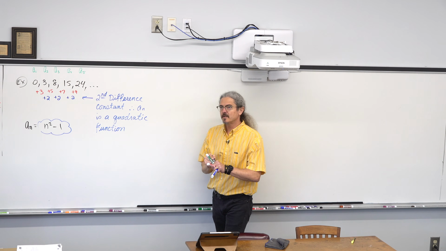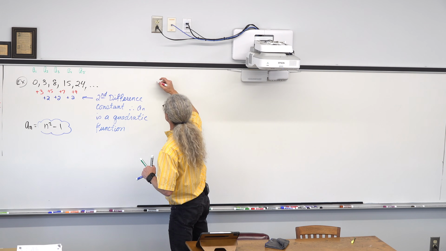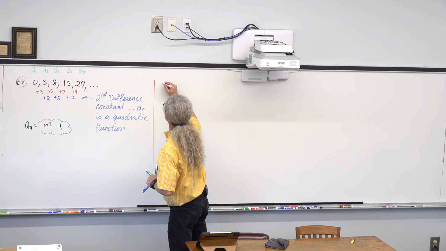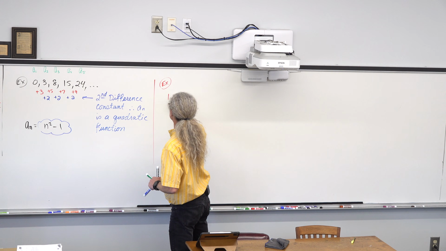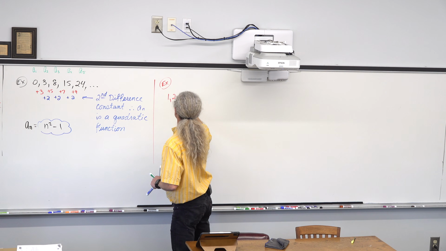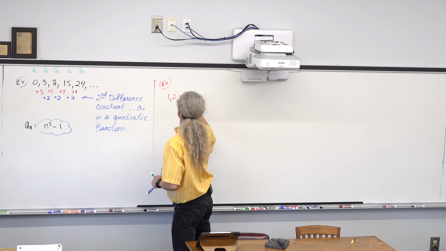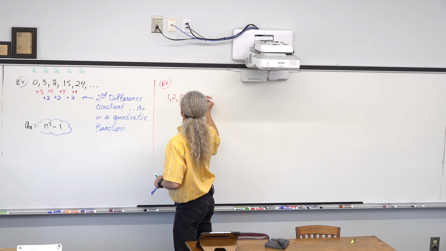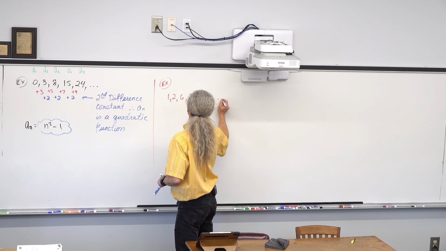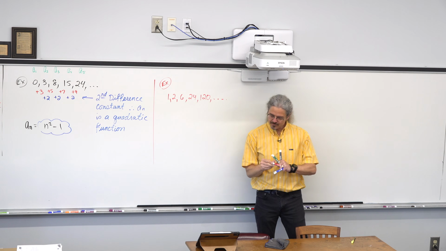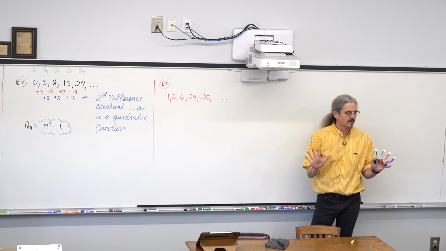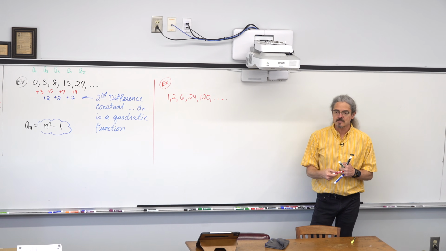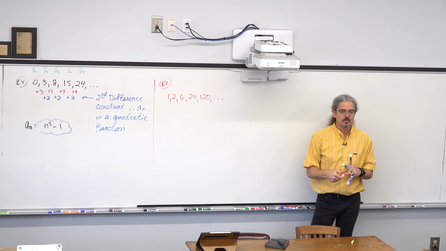Now, what if this wasn't specifically asked by you all today, but for another example, what if we have 1, 2, 6, 24, 120? I'm scanning through the homework. I know you didn't have any like this. So just take 30 seconds. Look at this list of numbers. What would the general term be?